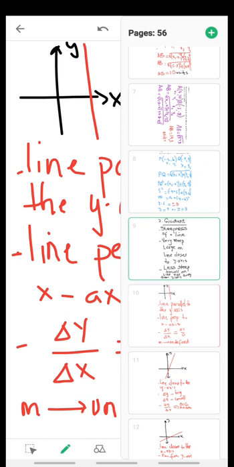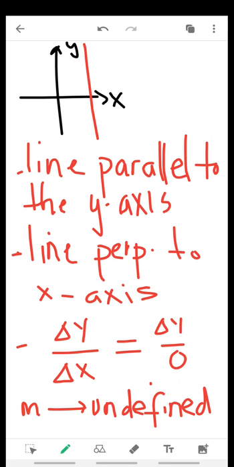Now let's go to slide number 10 and check. I've drawn a graph for you on a Cartesian plane, and my straight line is the red line. Focus on the red line. What do you notice about the red line?